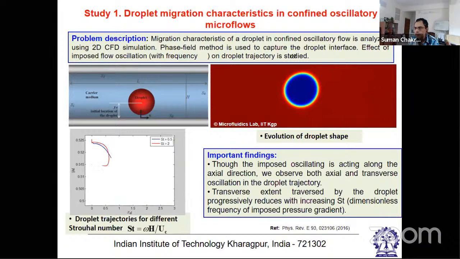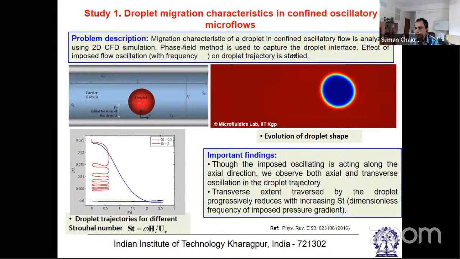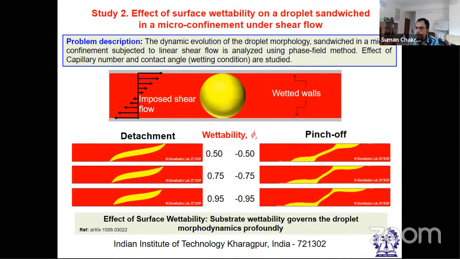All these examples have been worked out as a part of the research programs of my former PhD students who are currently faculty members in different institutes. So for example, this is a problem of evolution of a droplet as it is oscillating in a confinement. It is a very important problem because in the human body, the blood flow is oscillatory, and therefore the oscillatory dynamics of any biological cell could be important, and a droplet could be one of the precursors.